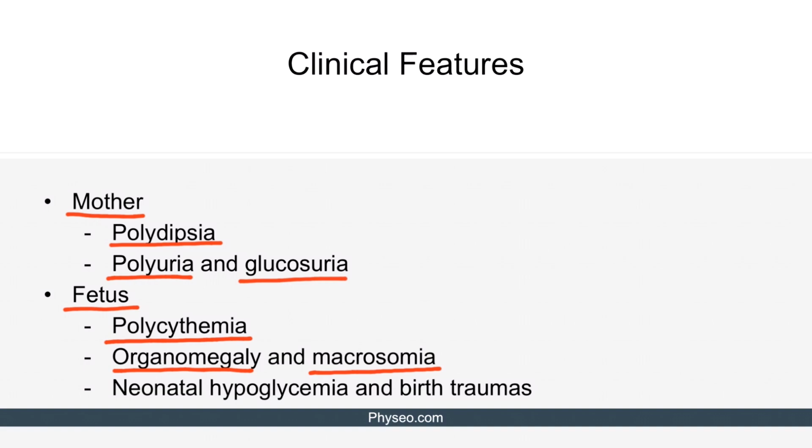more than 4 kilograms. Neonatal hypoglycemia results from persistently elevated fetal insulin levels. Once the baby is born, he or she is no longer exposed to high glucose from the mother, so the increased insulin in the baby's blood will decrease glucose concentrations and result in hypoglycemia. Finally, birth trauma, such as brachial plexopathy and shoulder dystocia, are caused by macrosomia and cephalopelvic disproportion.